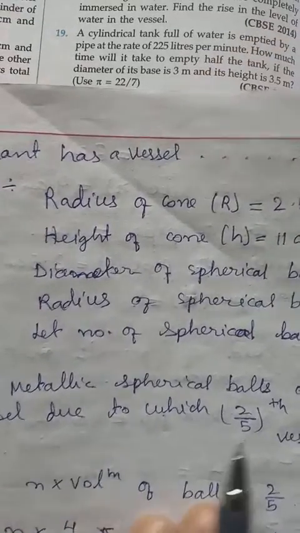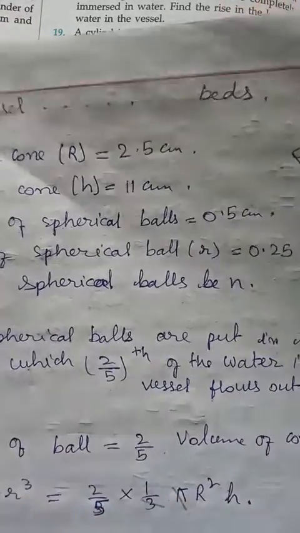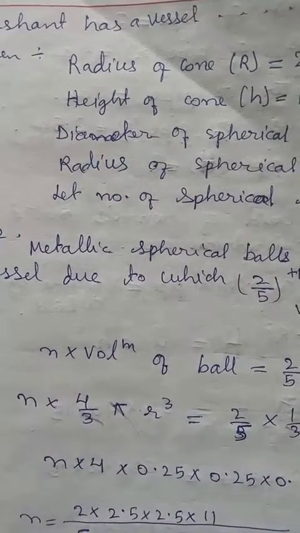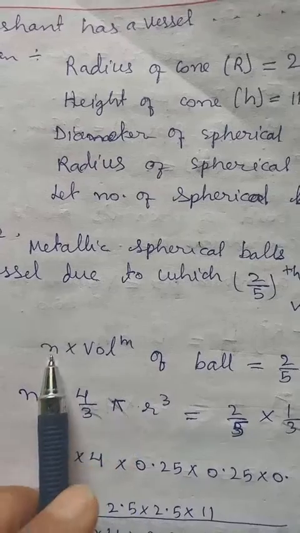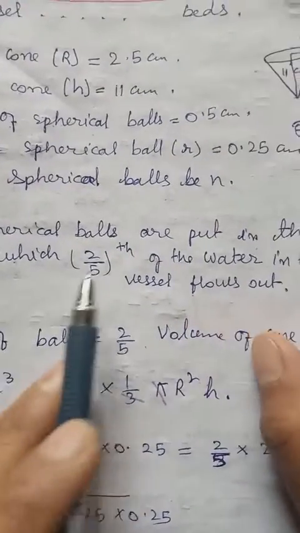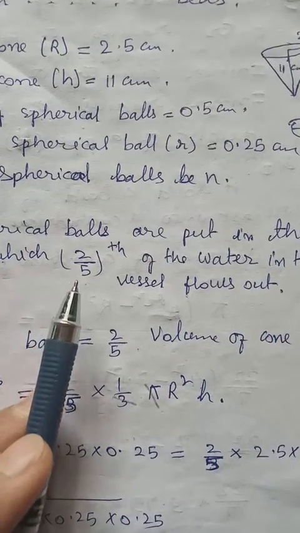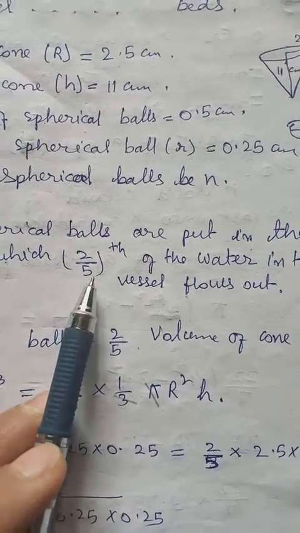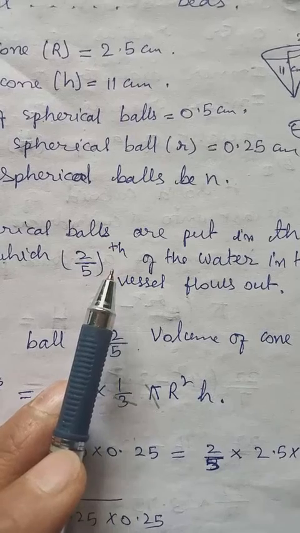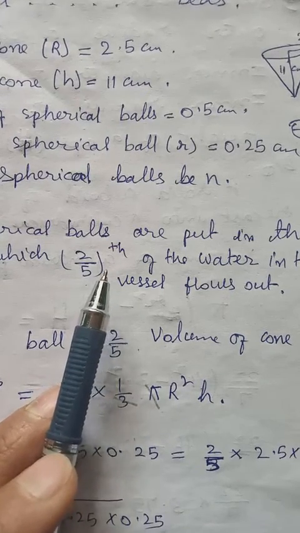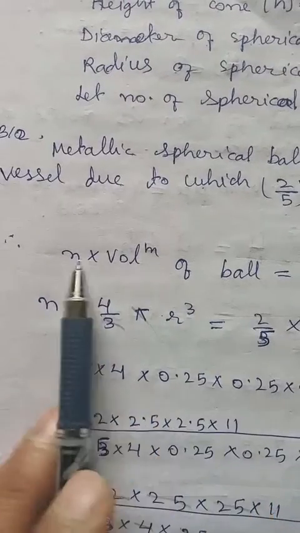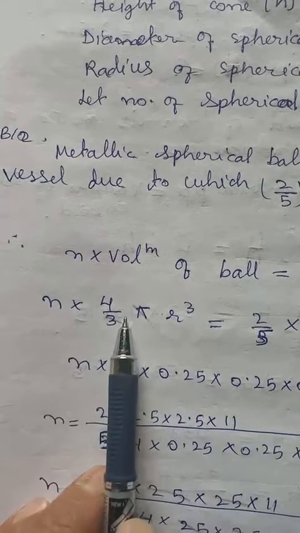So here we have a metallic sphere ball. We put it inside the vessel. There are many of them, we don't know how many, so we put n times the volume of the ball is equal to the volume of the water which goes out. The volume of water which goes out is already given, 2/5 of the volume of water. The water is put in the cone, so the volume of water which goes out will be equal to the volume of the cone.